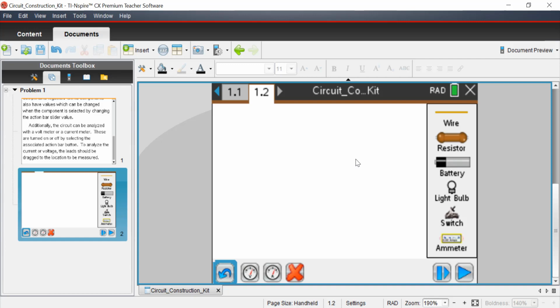In any circuit, you have to have some wire. Okay, so we're going to click and drag some of the wire over here, and then I can make the wire longer or shorter. I can also rotate it. And for this simple circuit, we're just going to grab, I think, about 6 pieces of wire, and then I'll start building the circuit.